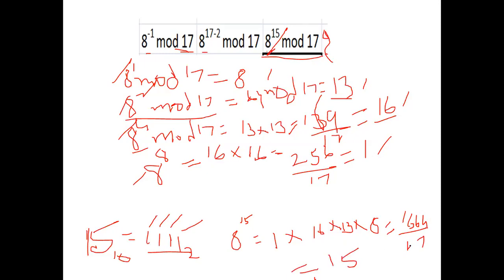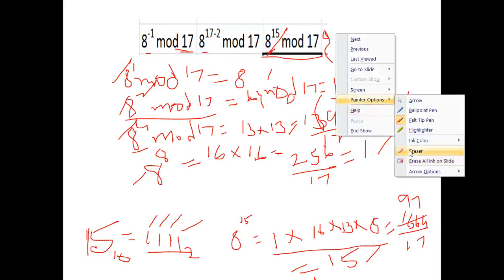How to get this 15? First multiply these 4 values because they are all ones. If any one is 0, just leave that value. Now 16 into 13 into 8 gives 1664, which is divided by 17. 17 into 97 is 1649. So 1664 minus 1649 is equal to 15.